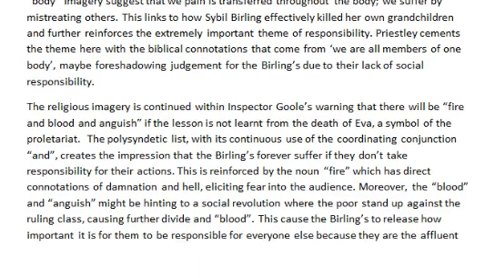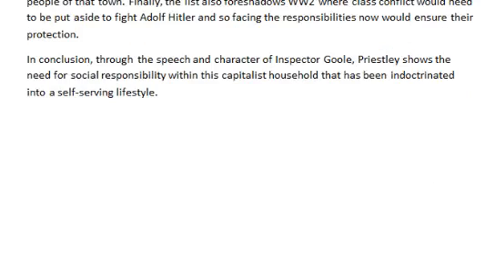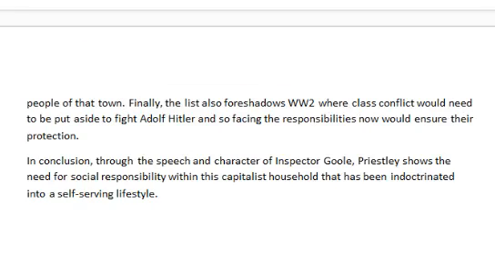The religious imagery is continued with Inspector Goole's warning that there will be fire and blood and anguish if the lesson is not learnt from the death of Eva, a symbol of the proletariat. The polysyndetic list, with its continuous use of the coordinating conjunction and, creates the impression that the Birlings will forever suffer if they don't take responsibility for their actions. This is reinforced by the noun fire, which has direct connotations of damnation and hell, eliciting fear in the audience. Moreover, the blood and anguish might be hinting at a social revolution where the poor stand up against the ruling class, causing further divide and blood. This causes the Birlings to realise how important it is for them to be responsible for everyone else because they are the affluent people of that town. Finally, the list also foreshadows World War II, where class conflict would need to be put aside to fight Adolf Hitler, and so facing the responsibilities now would ensure their protection.